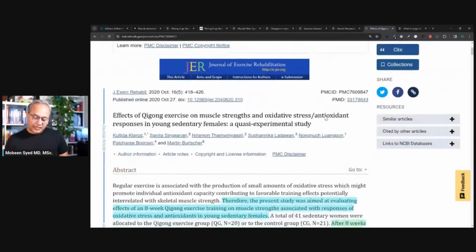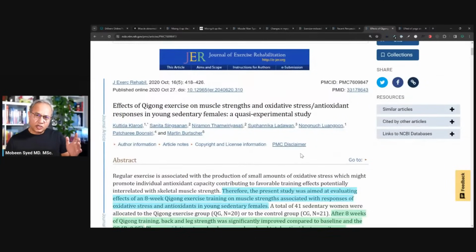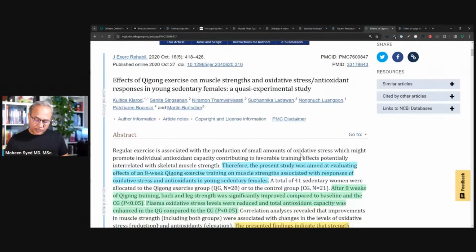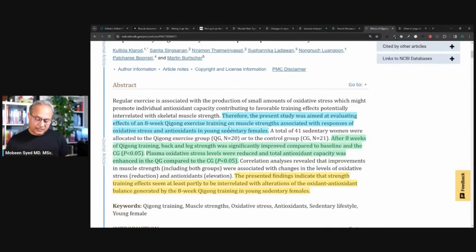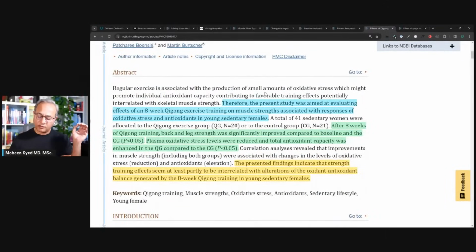Effects of Qigong exercise on muscle strength. Yoga, Tai Chi, Qigong. So here, regular exercise is associated with the production of a small amount of oxidative stress, which might promote individual antioxidant capacity. And therefore, the present study was aimed at evaluating effects of an 8-week Qigong exercise training on muscle strength.